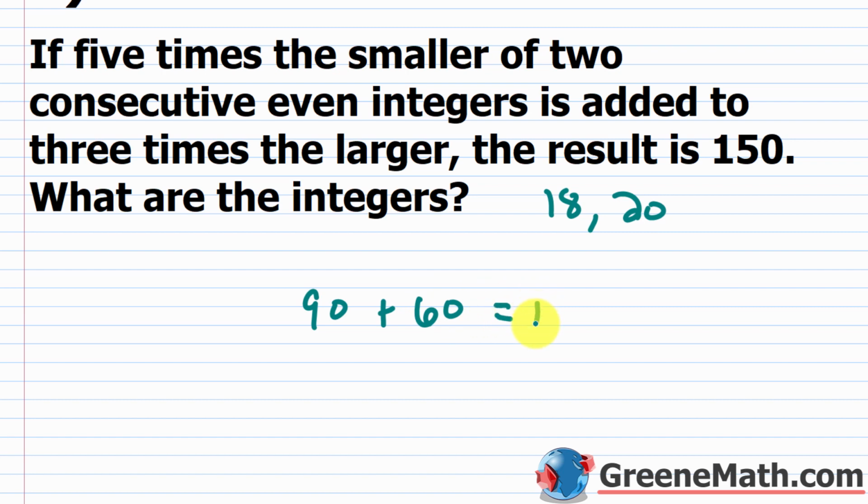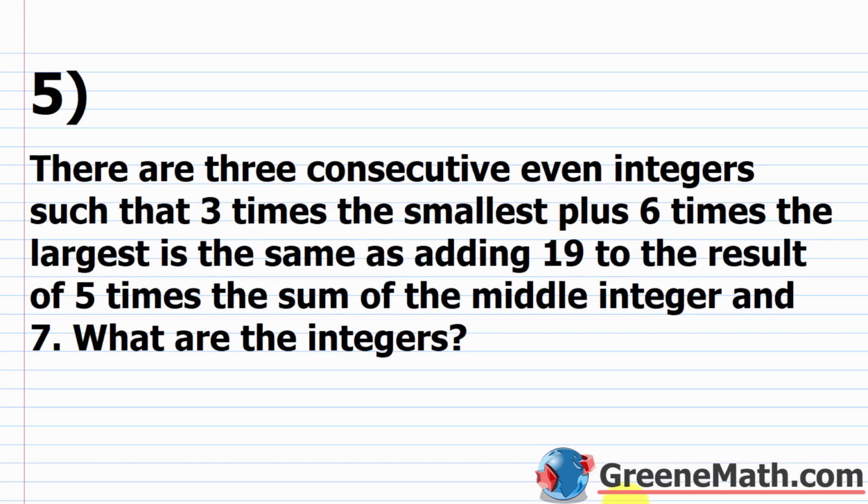The result is 150. Well, yeah, this is true. 90 plus 60 is 150. So you would get 150 on each side here. So yes, this is the correct answer here. The integers would be 18 and then 20. Okay, let's look at problem number 5.